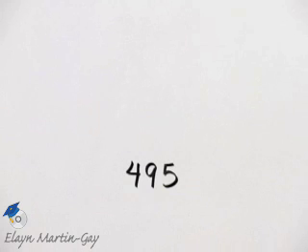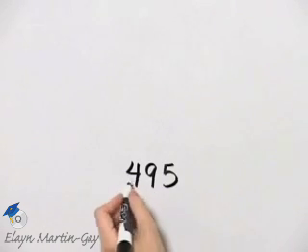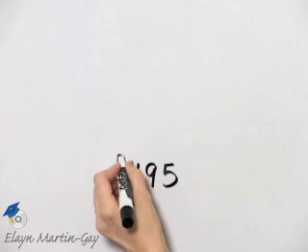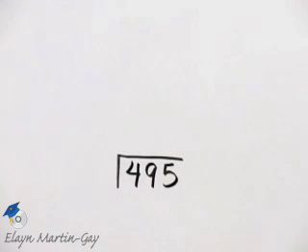Let's find the prime factorization of this number. Now, I think I'll just use the division process to find the prime factorization of this number. How does the division process work? We simply find any prime number that divides into this number.